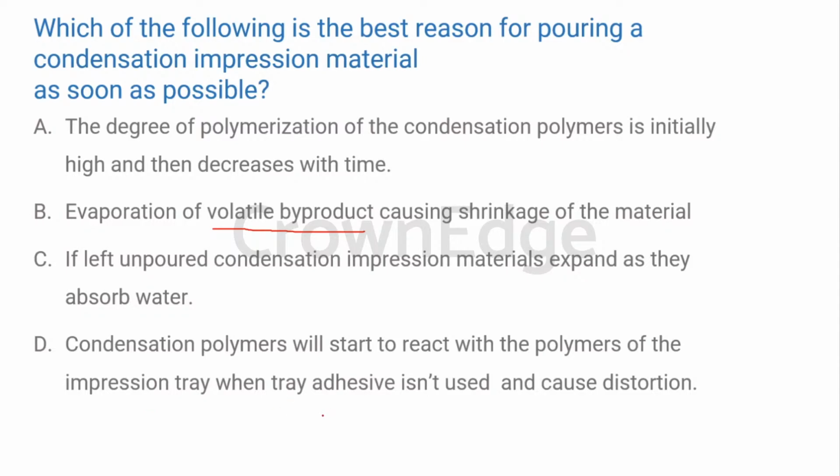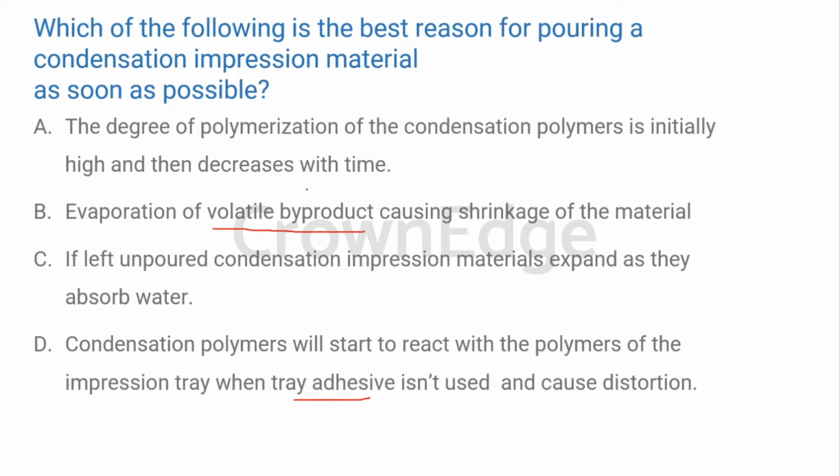It is not true. Actually, the condensation polymers do not technically react with the tray. That is not the reason. A tray adhesive is basically used to keep your elastomeric impression material within the tray itself. What happens is that your alginate gets locked within the perforations of your impression tray. Your impression material with your condensation addition do not get locked, okay, which is why we use a tray adhesive, which is like a Feviquick for your impression material. You apply a layer of tray adhesive and then you apply your impression material on top of the tray.